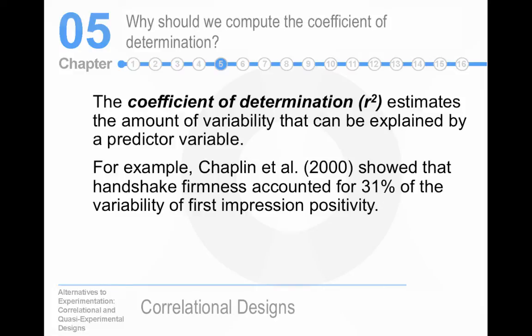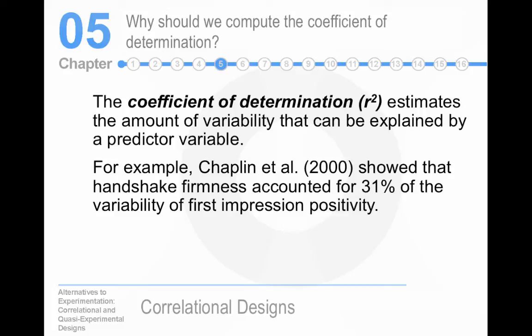The coefficient of determination, or R squared, says how much variability can be explained by a particular predictor variable. So, for example, go back to the ACT, 9% of the variability in college GPA can be explained by the ACT. That's not much. And so that would argue that the ACT is not very predictive of your college GPA, of your academic ability.